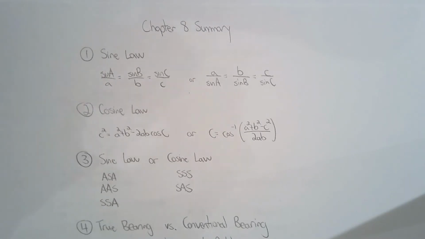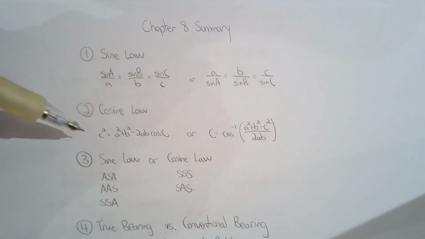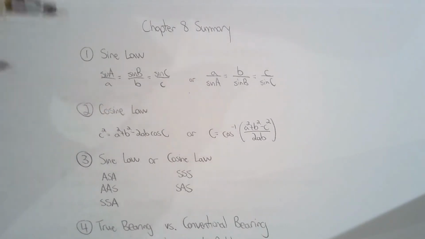Sine law is great, but unfortunately, we realized that there are certain scenarios that are presented to us, some conditions where the sine law can't really help us solve the triangle. So we also looked at the cosine law in our second lesson. So I gave the formula for sine law, the two different versions, and the two different versions for the cosine law. You can solve for the missing side or the missing angle.